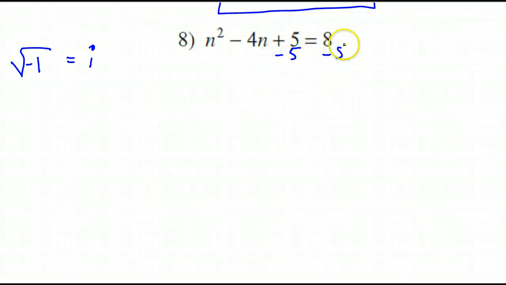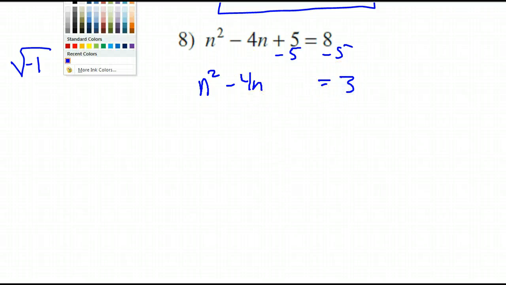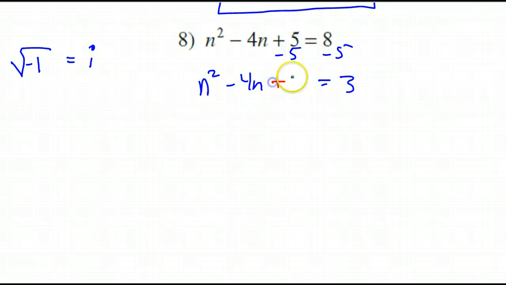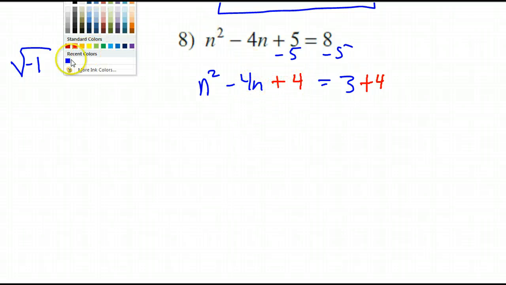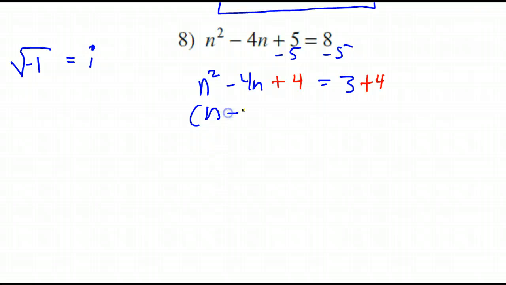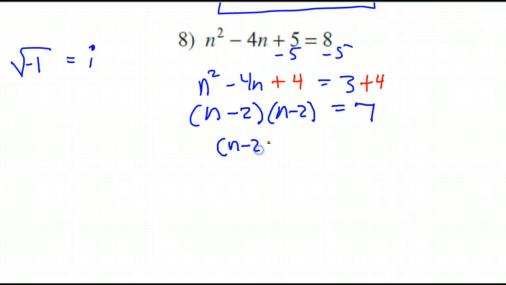Subtract 5 from both sides. So that's going to give us n squared minus 4n is equal to 3. The magic number that completes the square will again be 4. All right, half of 4 is 2. 2 squared is 4. When I factor, having deja vu, this will give me n minus 2 times n minus 2. All right, this equals 7. So I can write this as n minus 2 squared is equal to 7.